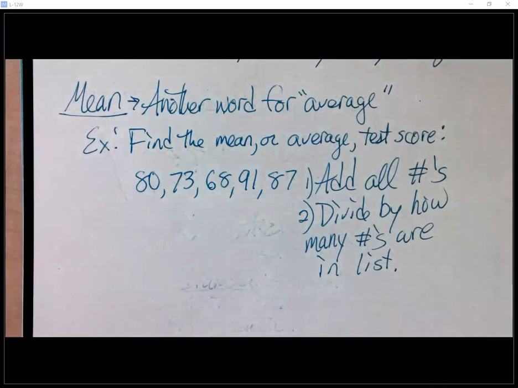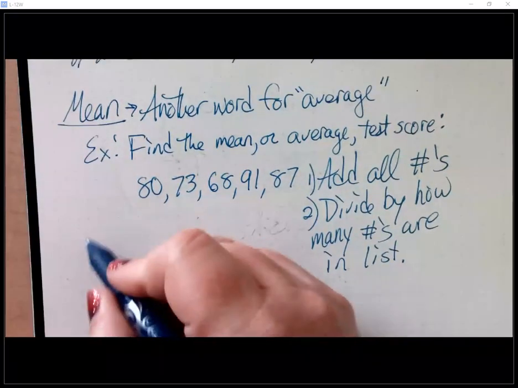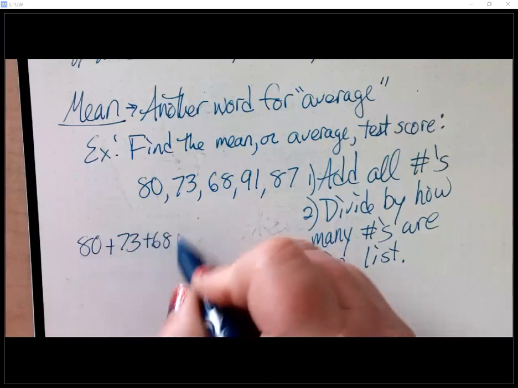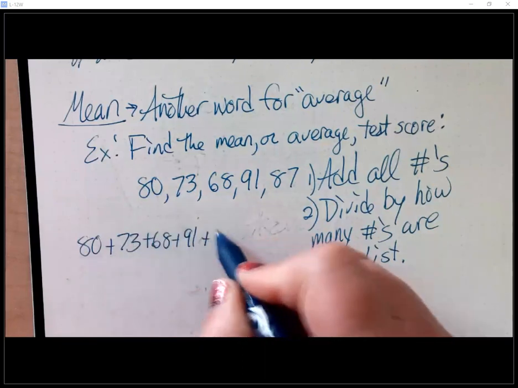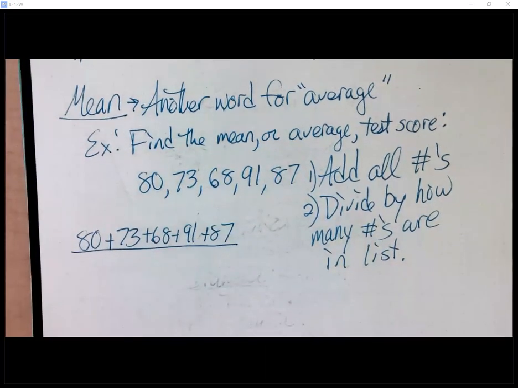You guys are welcome to grab a calculator if you want. So I'm going to write out what I'm doing. I'm going to be adding 80 plus 73 plus 68 plus 91 plus 87. And in this case, I'm going to divide that answer, whatever it is, by what number? Five, because there's five test scores in this list.